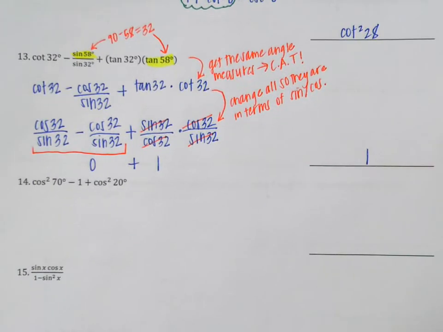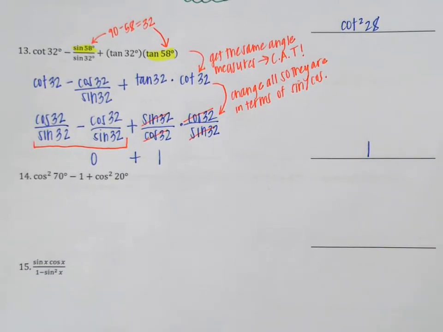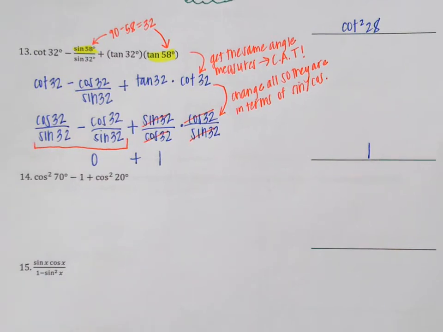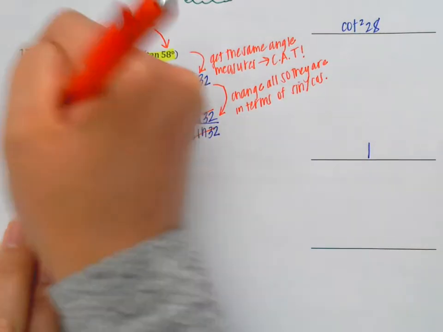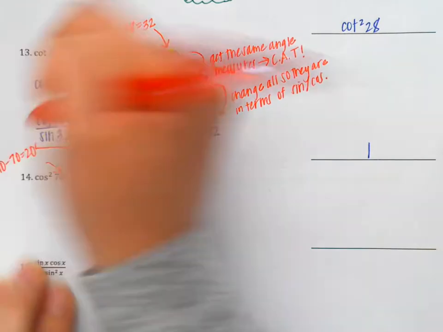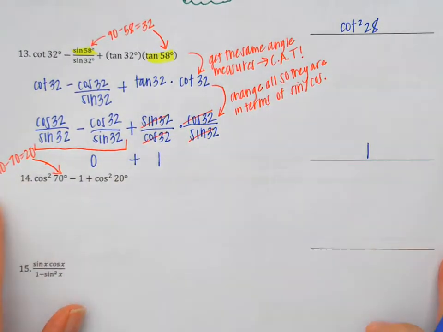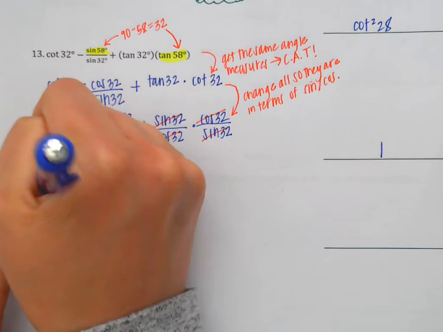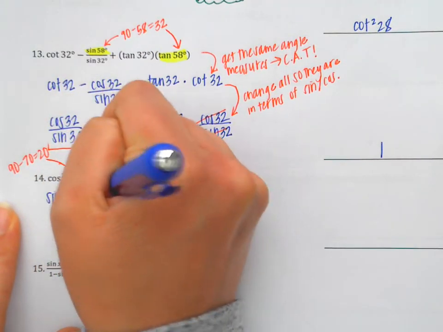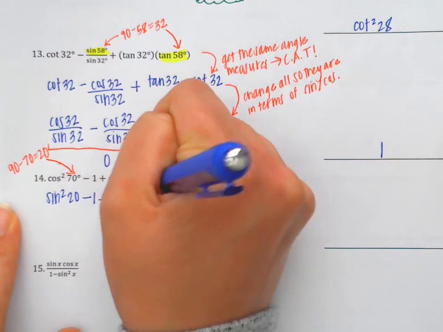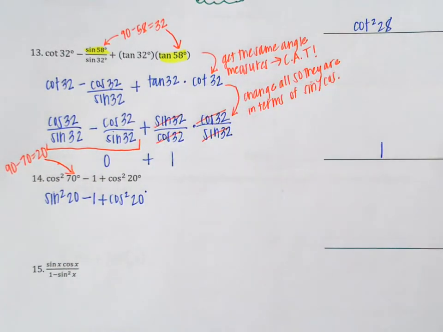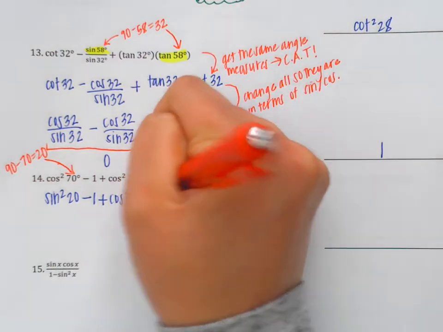Okay, let's move on to 14. So 14, cosine squared 70 minus 1 plus cosine squared 20. So first thing I want to do is rewrite them so they have the same angle measure. I'm going to rewrite cosine squared 70 in terms of sine. So we know these are complementary angles. 90 minus 70 we know is 20. And so cosine squared 70 can be rewritten as sine squared 20, and that is my first step. Again, we're using the complementary angles theorem.